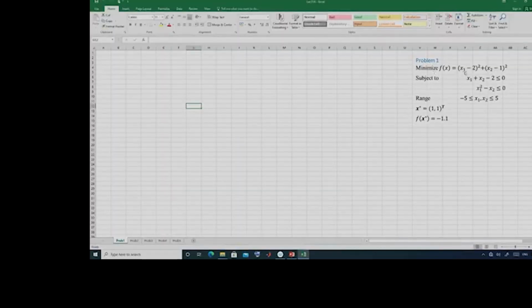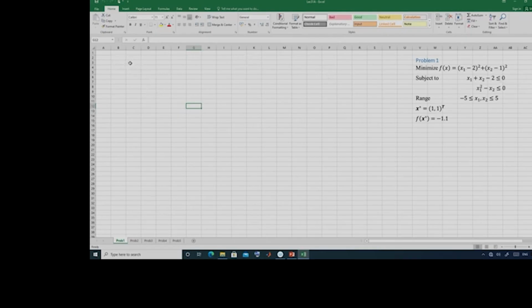Now let us consider the first problem. In the first problem we have an objective function. The objective function is (x1 minus 2) whole square plus (x2 minus 1) whole square, and we have two constraints, and these constraints are inequality constraints, that means less than equal to 2.